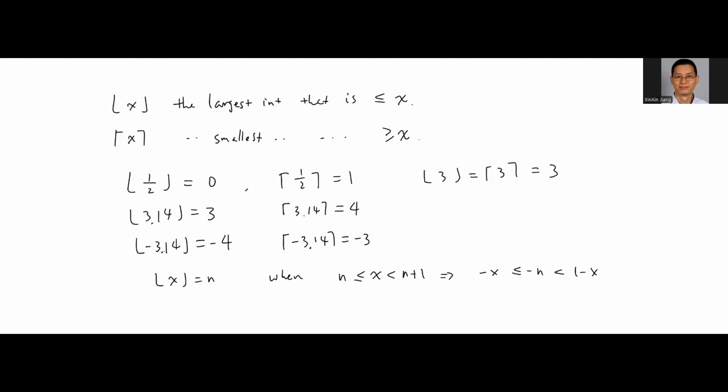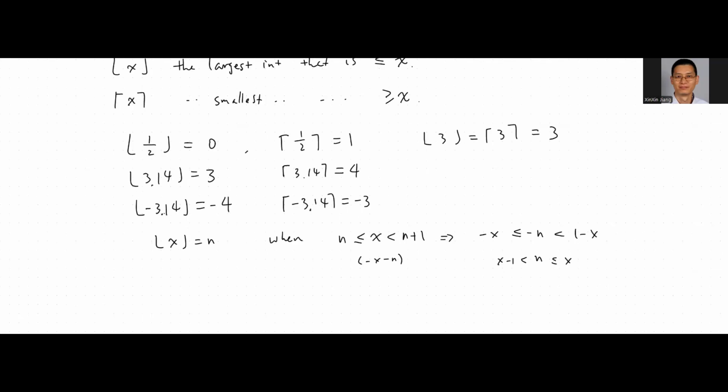So you really subtract x and then n. Or you add negative x and negative n. All right. So then you multiply by negative 1, you get n strictly greater than x minus 1, less than or equal to x. So that's the inequality. Or you can say x is greater than or equal to the floor of x and strictly less than the floor of x plus 1. Or the floor of x is less than or equal to x, greater than x minus 1.